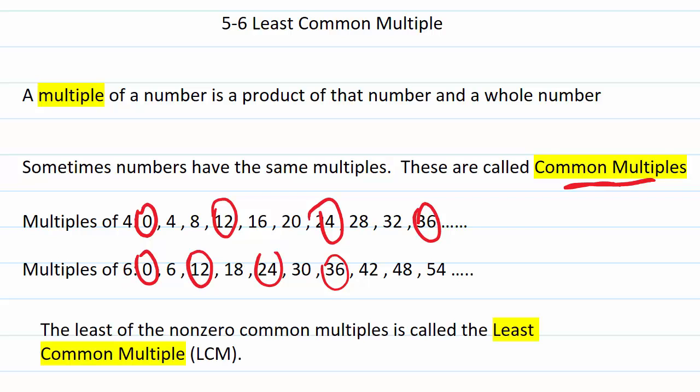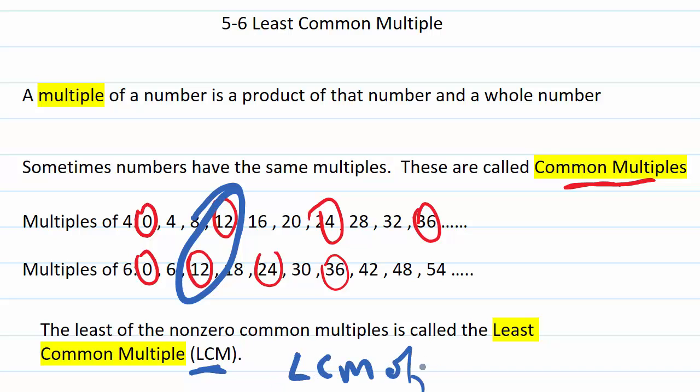However, the least of the non-zero common multiples, so the ones that aren't 0, is called the least common multiple, or the lowest common multiple, the LCM. So the LCM of 4 and 6, the least common multiple of 4 and 6 is, right, 12. So the LCM of 4 and 6 is 12.